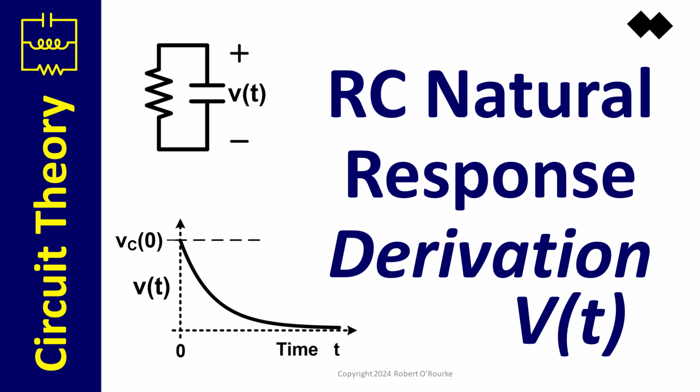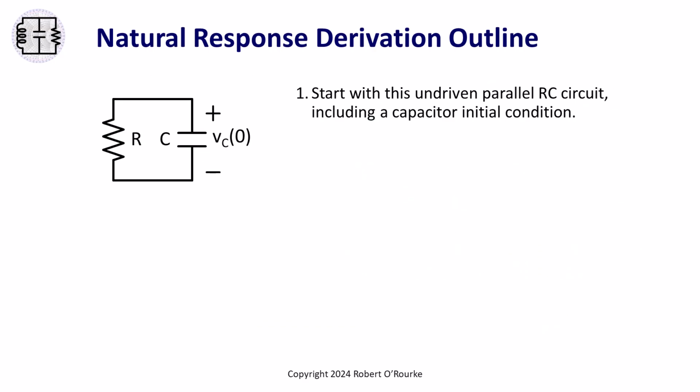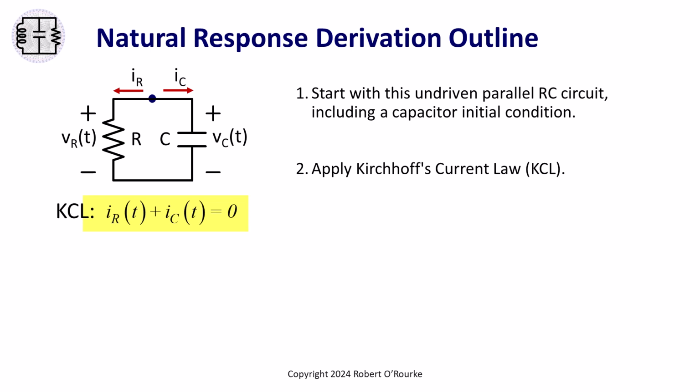Welcome! This video derives the natural response voltage of an RC circuit using separation of variables and direct integration. The derivation of RC, zero input response, ZIR, also called natural response, starts with a parallel RC circuit that has an initial condition capacitor voltage V sub C naught. The next step is to apply Kirchhoff's current law, KCL, highlighted in yellow.